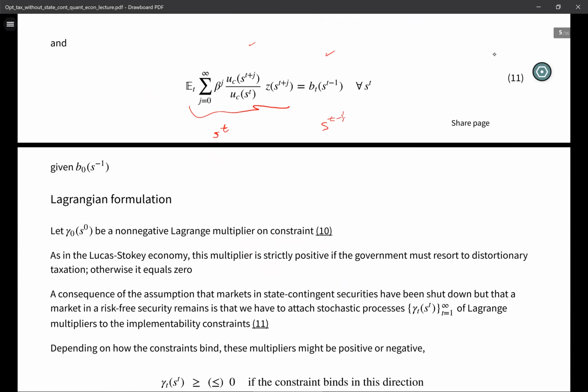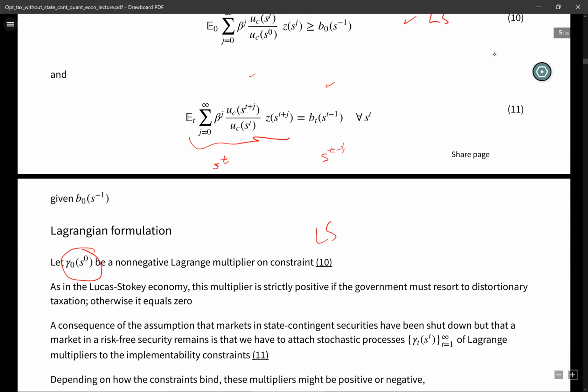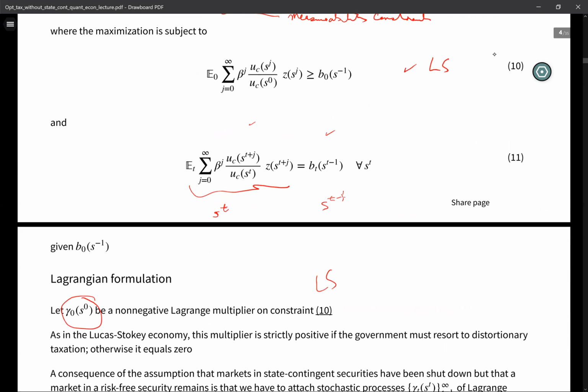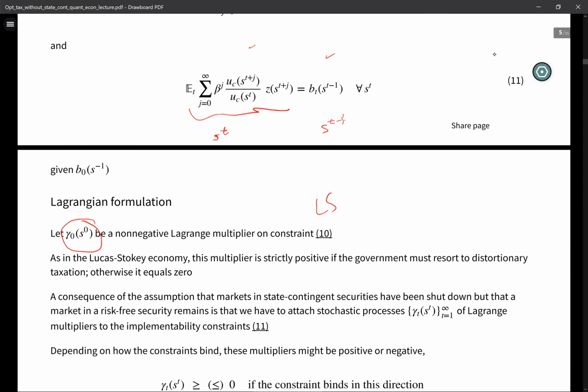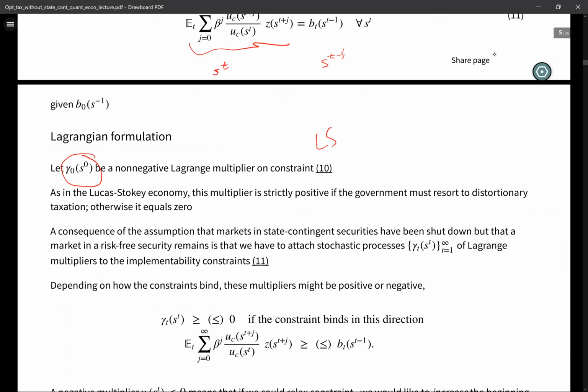So what are we going to do? We're going to do it undergraduate style, if you will. We're going to first let gamma 0 be a non-negative Lagrange multiplier on the Lucas and Stokey constraint, this one up here. Well, we already had that Lagrange multiplier in an earlier lecture. That was our phi. In the dynamic programming squared lecture, it was phi 0 and phi 1, but they turned out to be equal.